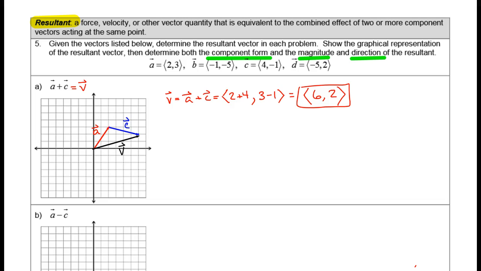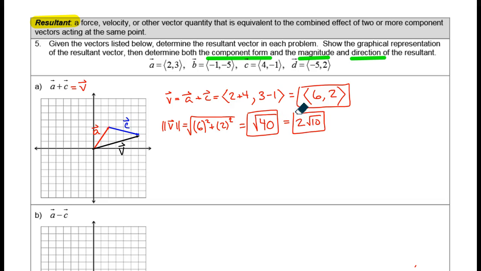All right, let's go ahead now and look at both magnitude and direction of vector v. Magnitude of v is going to be the square root of the sum of the squares of the horizontal and vertical components, and that is the square root of 40. If you really want to put that in simplest radical form, feel free to write that as 2 root 10.